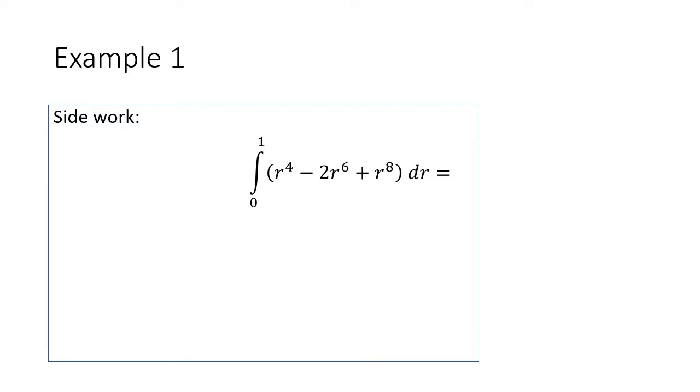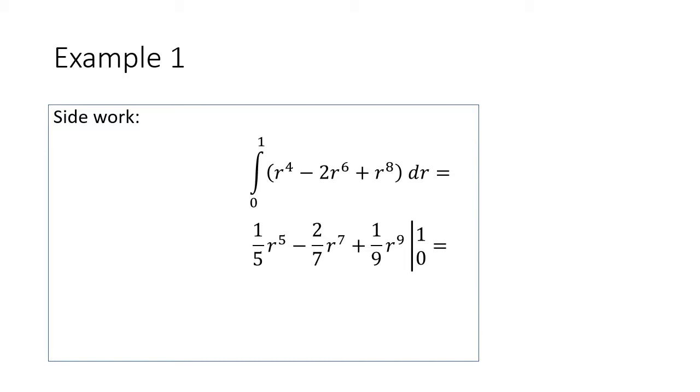Again, let's do this as a little bit of side work. This is a polynomial, so hopefully the antiderivative is a piece of cake. So do the antiderivative yourself, plug in the bounds. When you're ready, unpause the video. Because we find the antiderivative is 1/5 r to the 5th minus 2/7 r to the 7th plus 1/9 r to the 9th. And when I plug in my bounds 0 and 1, 1 to any power is still 1, so it's just the fractions 1/5 minus 2/7 plus 1/9.